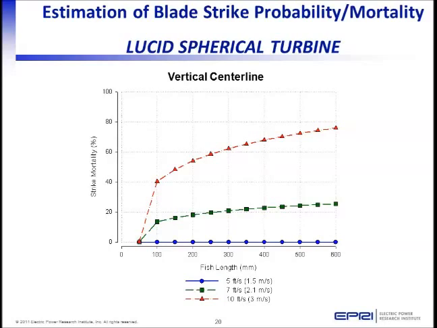This shows strike mortality for the spherical Lucid turbine, and you can see that strike mortality increases with water velocity, which affects both the velocity of the fish relative to the blade of the turbine and the rotational speed of the turbine.